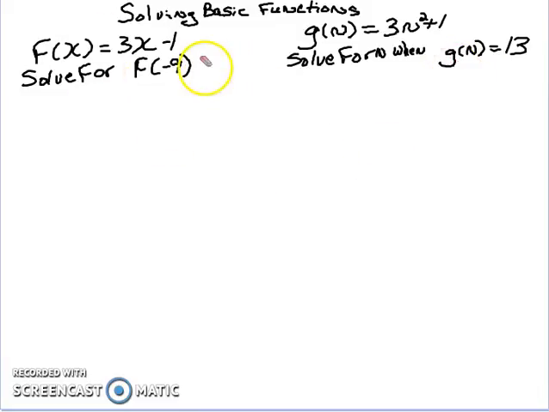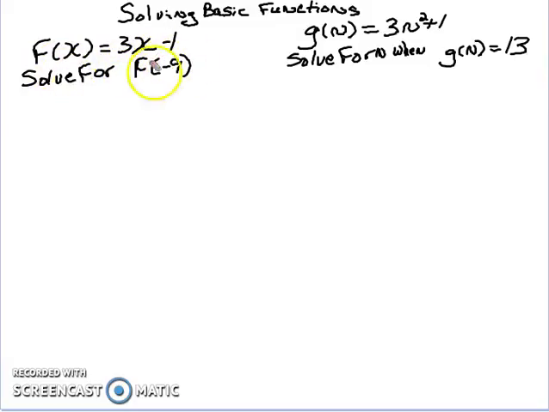These are the two most basic function problems that you'll get. One where it gives you a function of x where you're given a value of negative 9, and the other one is solving for when the function is equal to something. These questions are similar, but are treated very differently in their solutions. So let's look at the first one.